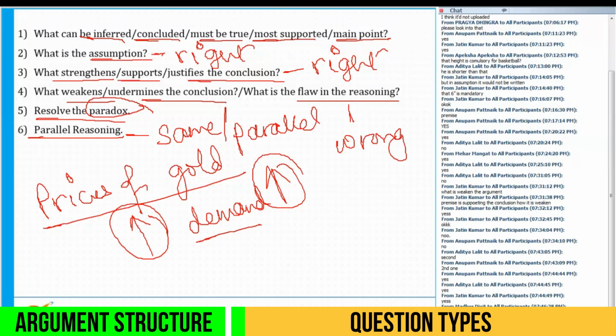Okay? Wherever the same thing is happening or the parallel thing is happening, whichever option, that is going to be the answer for parallel reasoning questions. You will better understand this with examples, which I will show you in the course of our practice. So these are the major question types that you are going to encounter in critical reasoning.